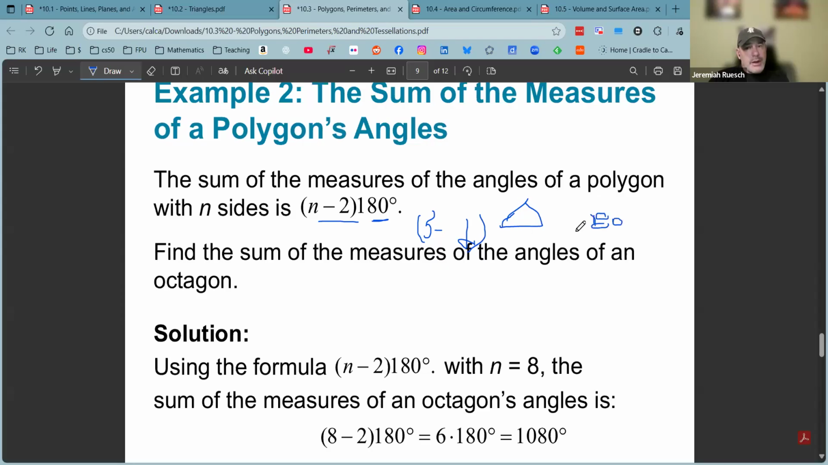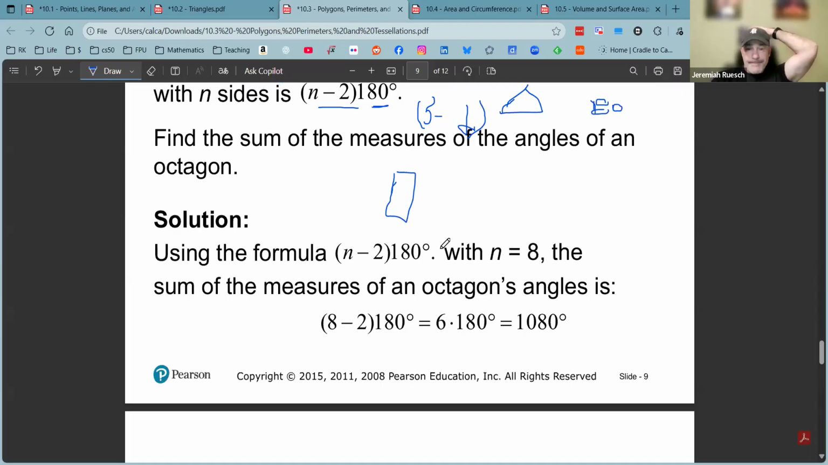And then a square or rectangle has 4 sides. And I claim that the interior angles total 360 degrees. Okay, so 4 minus 2 is 2. 2 times 180 is 360. So that works out as well.